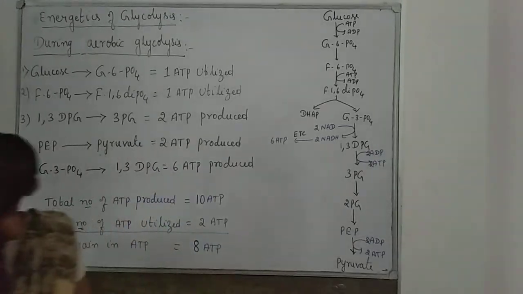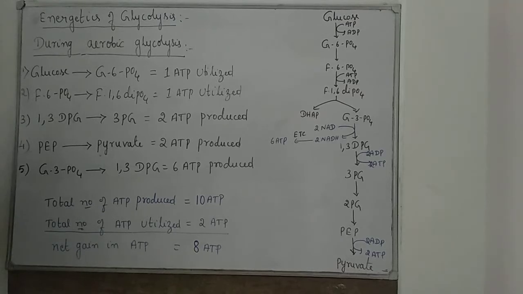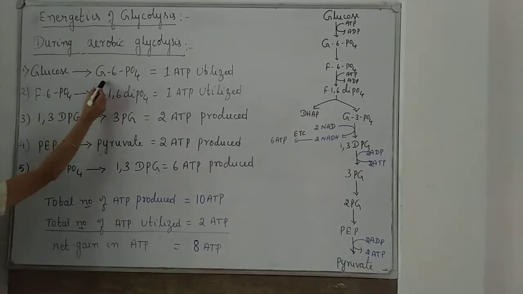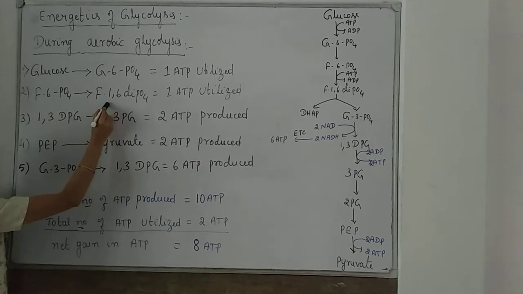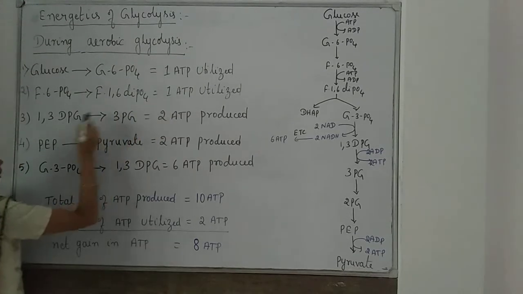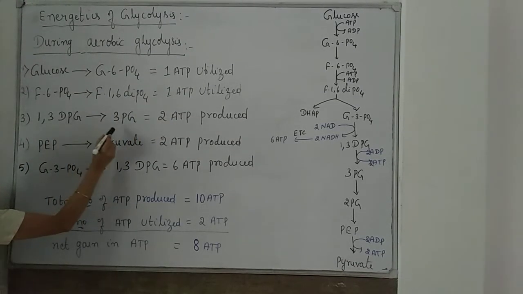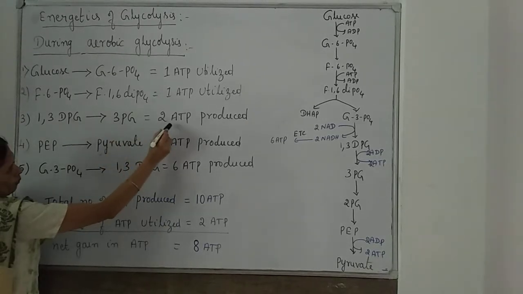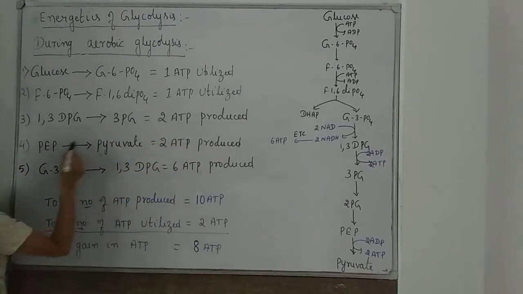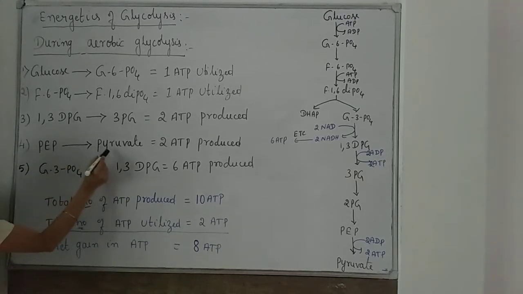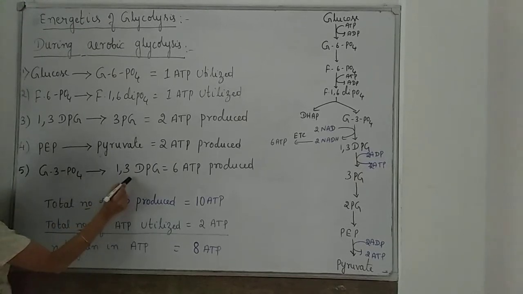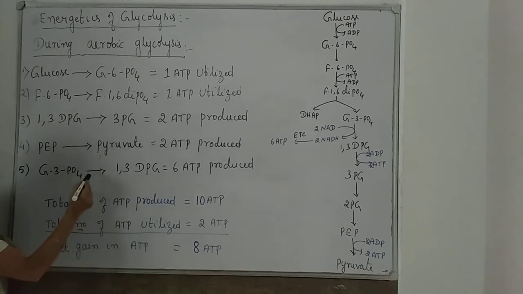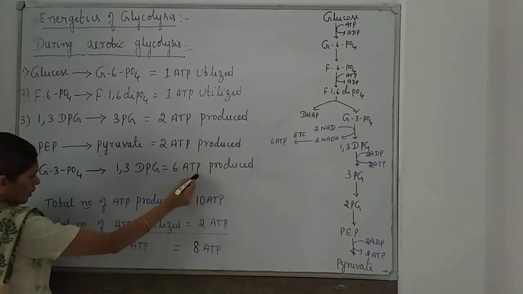Coming to the energies of glycolysis under aerobic condition: glucose is converted to glucose 6-phosphate, 1 ATP utilized. Fructose 6-phosphate is converted into fructose 1,6-diphosphate, 1 ATP utilized. 1,3-diphosphoglyceric acid is converted into 3-phosphoglyceric acid, with a generation of 2 ATP molecules. Then phosphoenol pyruvate is converted into pyruvic acid, 2 ATP produced. Then glyceraldehyde 3-phosphate is converted into 1,3-diphosphoglyceric acid. This reaction requires the coenzyme NAD. NAD enters into the electron transport chain and produces 6 ATP molecules.